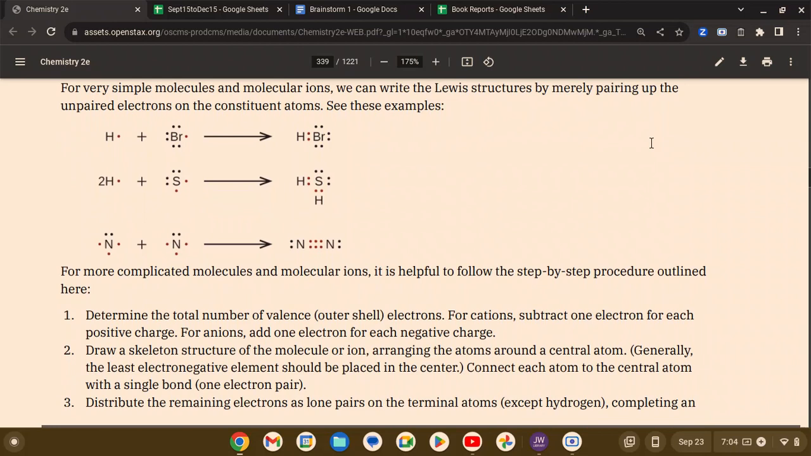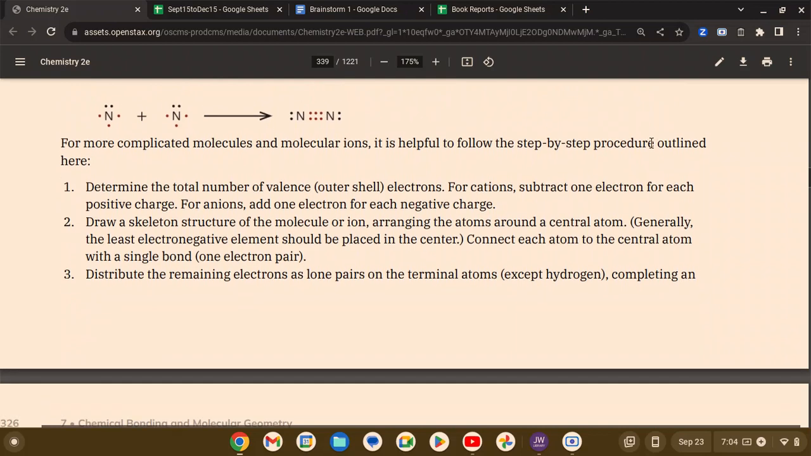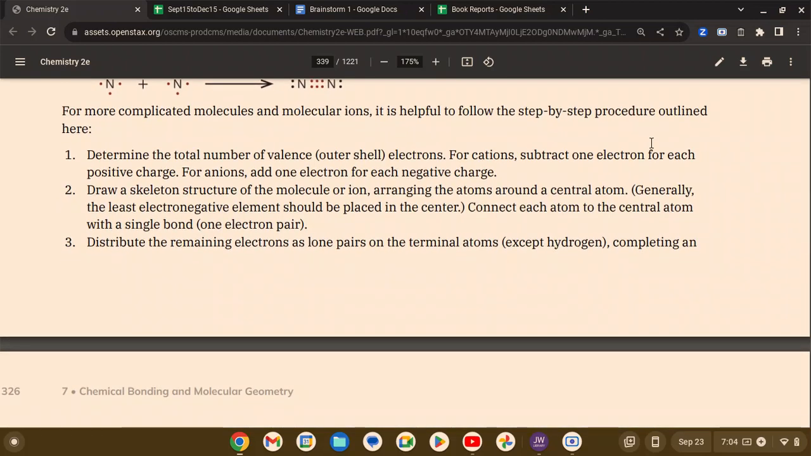Writing Lewis structures with the octet rule. For very simple molecules and molecular ions, we can write the Lewis structures by merely pairing up the unpaired electrons on the constituent atoms. Here are some examples. For more complicated molecules and molecular ions, it is helpful to follow the step-by-step procedure outlined here. 1. Determine the total number of valence outer shell electrons. For cations, subtract 1 electron for each positive charge. For anions, add 1 electron for each negative charge.